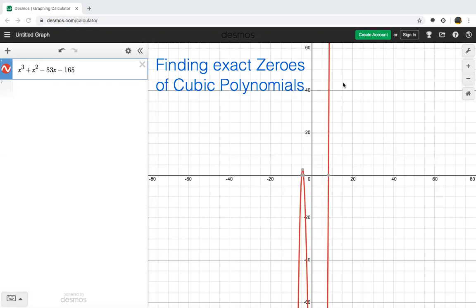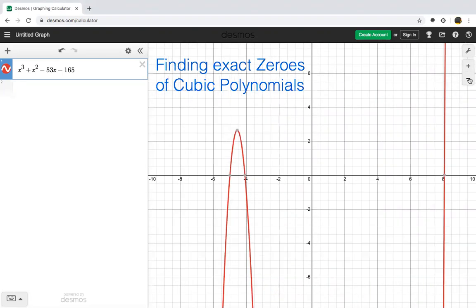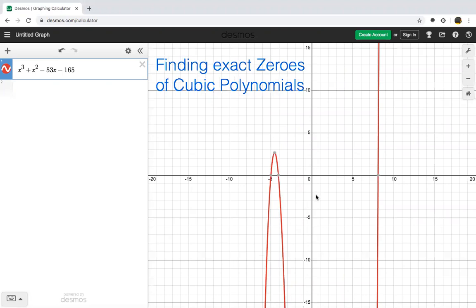This shows the cubic nature of the graph. If we zoom in a little bit better, we can see the zeros, or the roots they're called. It's where the graph, the curve, crosses the x-axis. So we can see that it crosses at an x value of -5, an x value of approximately -4.083.